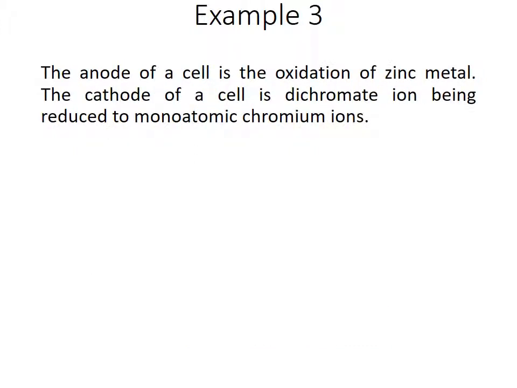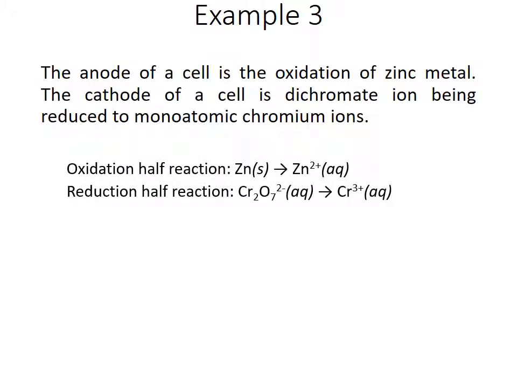The anode of a cell is the oxidation of zinc metal. The cathode of a cell is dichromate ion being reduced to monoatomic chromium ions. So in this case, our anode is a metal to aqueous sort of transition that we've seen before. But now our cathode is 2 aqueous species reacting. So let's take a look at what our half reactions are.